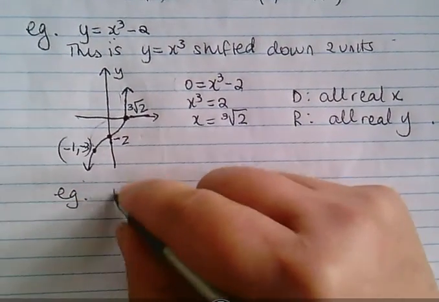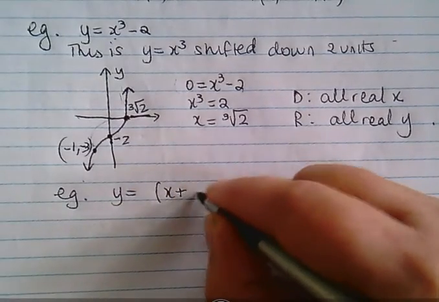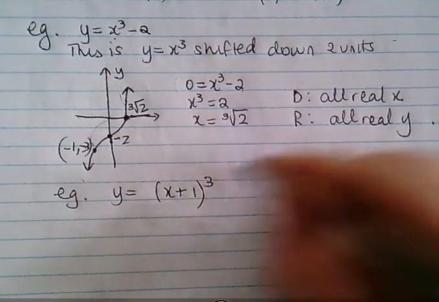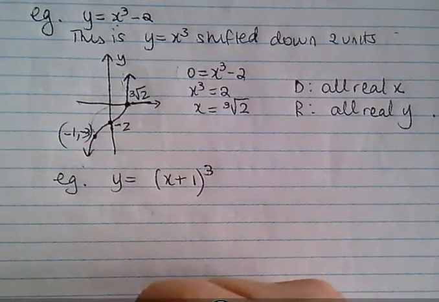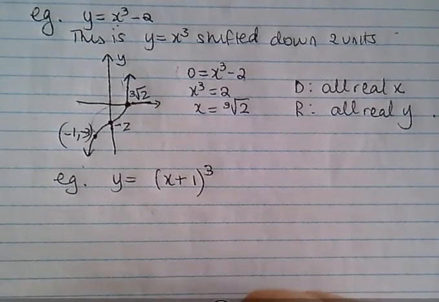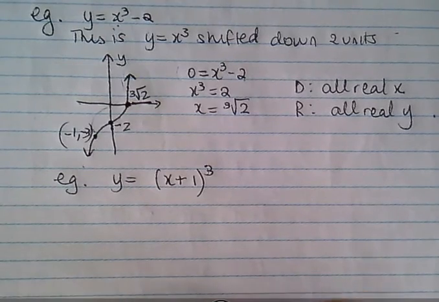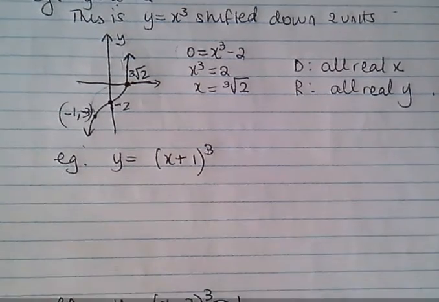And we'll look at another example. Y equals x plus 1 cubed. And then we'll do another one. Y equals x minus 2 cubed plus 1. So we're doing 2 more.